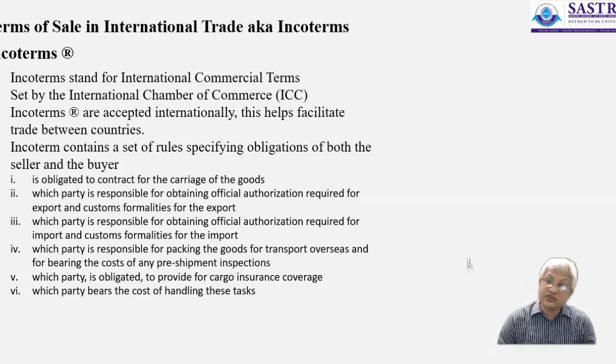Now, which party is obligated to provide cargo insurance, and which party bears the cost of handling these tasks? So, in the Incoterms, which are nothing more than three alphabets, a list of which we'll show you shortly, there is a lot of meaning hidden inside that.